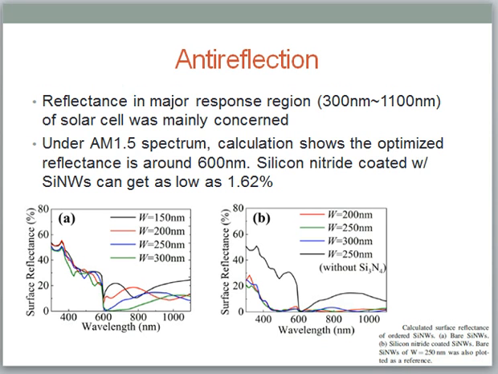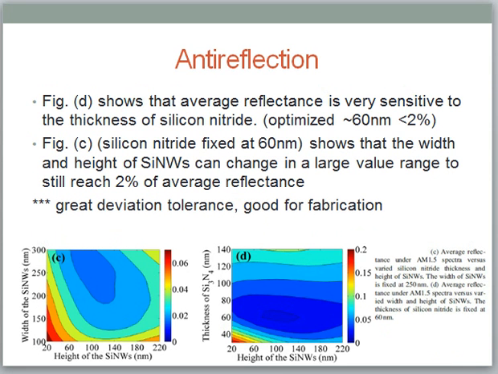As you can see, the reflectance is optimized around 600 nanometers. When you coat silicon nitride on the silicon nanowire array, it can go as low as 1.62% at 600 nanometers. There are also two graphs, C and D. D shows the average reflectance. D is the thickness of silicon nitride versus the height of the silicon nanowire array. At the right, the different coloring is the percentage of reflectance.